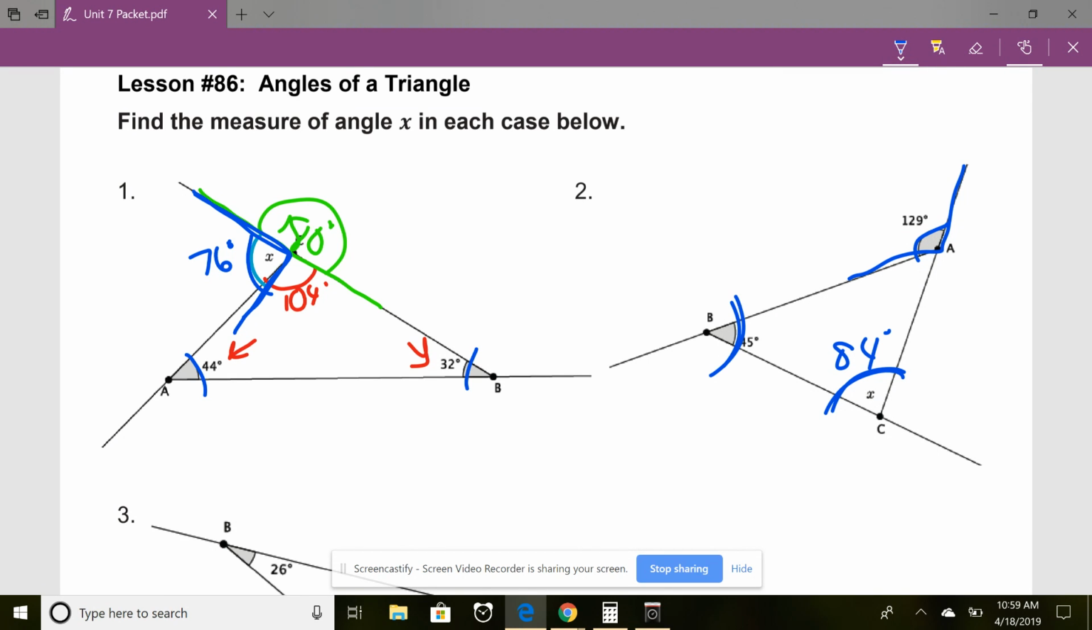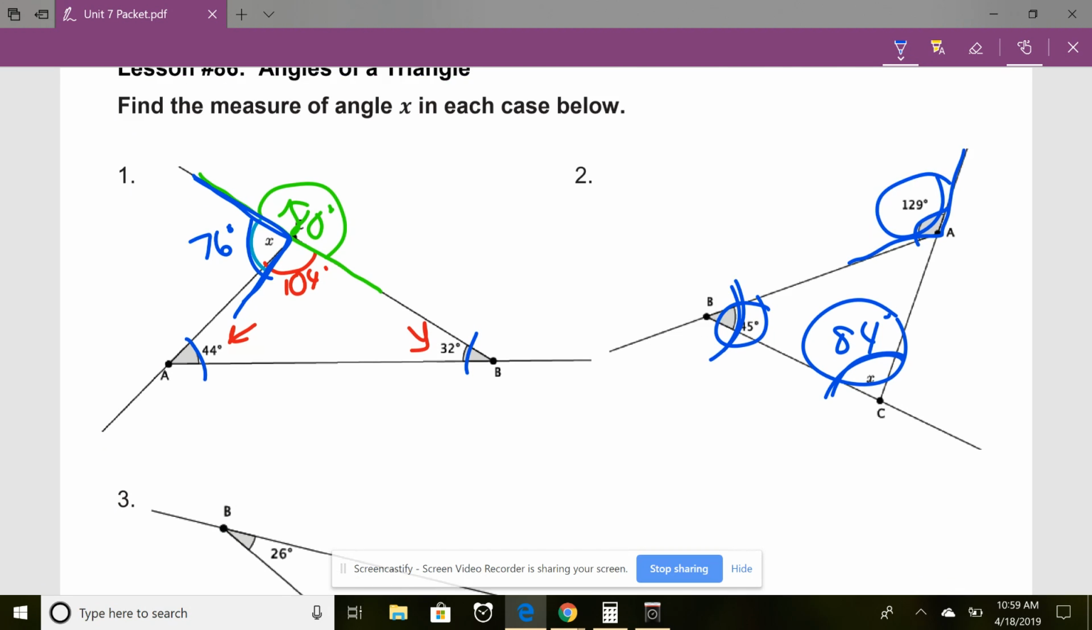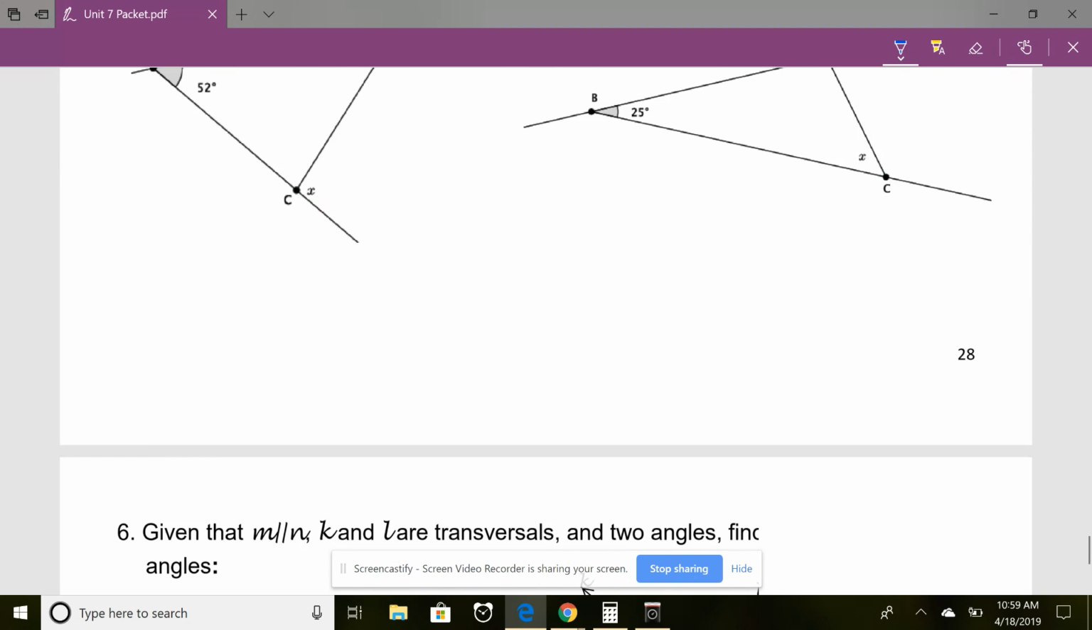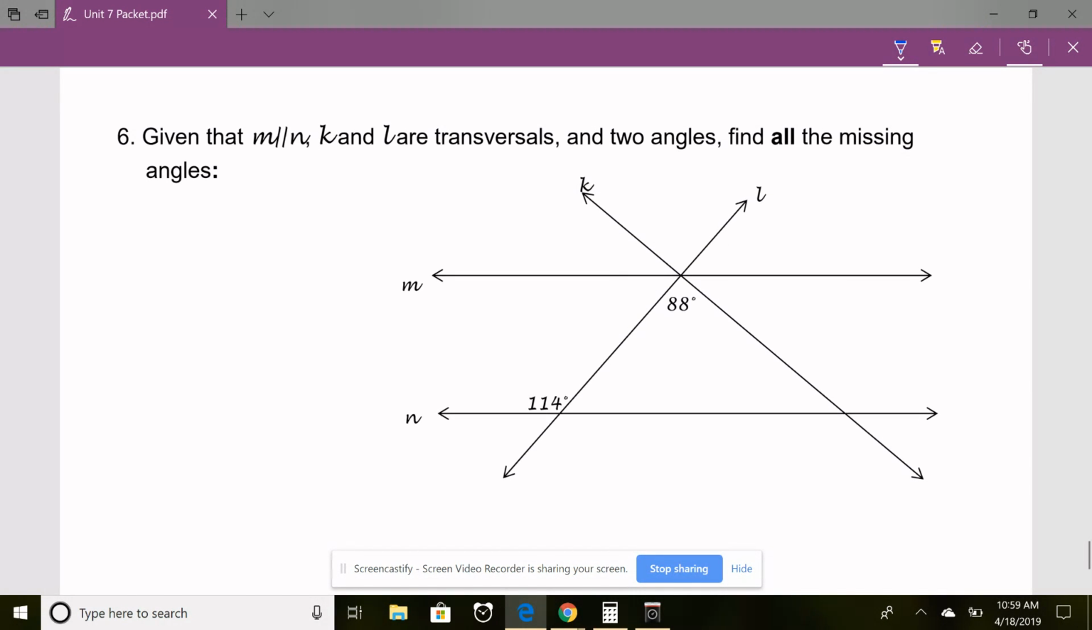Okay, and we could double check our answers, or you just look. 45 plus 84 is 129 degrees. So the two internal angles, when you add those together, they equal the external angle not adjacent to it. So we can use that actually to help us with certain diagrams. So let's fast forward to number 6, excuse me.